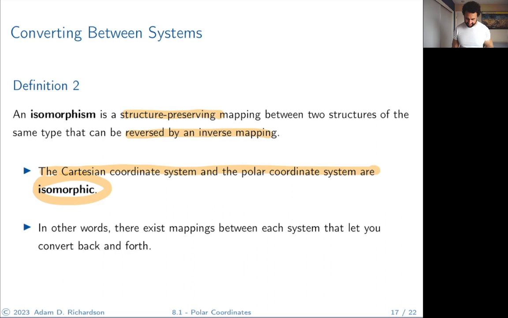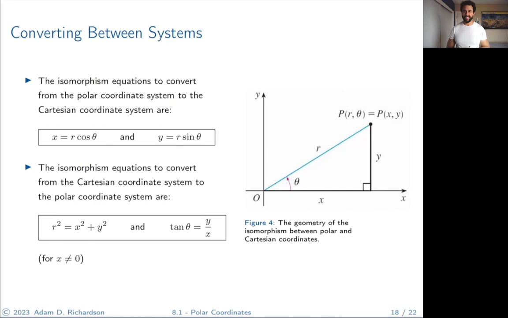Yeah, there you go. Do there exist mappings between each system that let you convert back and forth? And perhaps some of you have been thinking this or seeing it in the back of your head, but there are. And the isomorphism between these two coordinate systems is going to look very familiar. Here we go. So the isomorphism equations that'll let you convert from polar coordinates to Cartesian coordinates are these ones. X equals r cosine theta and y equals r sine theta. Ta-da! Those are the isomorphism equations.